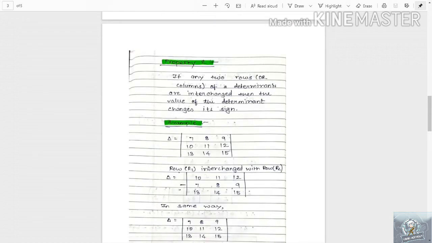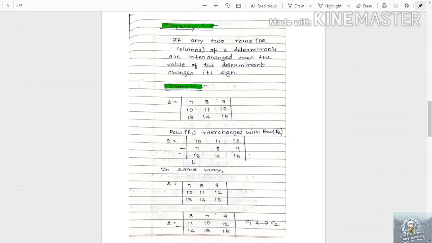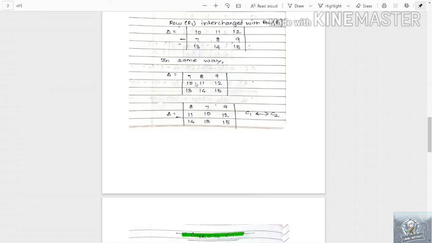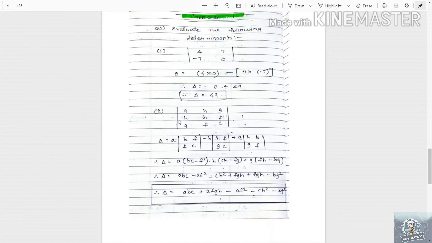Property 2 says us that if any two rows or columns of a determinant are interchanged, then the value of a determinant changes its sign. Here I have given one example: 7, 8, 9, 10, 11, 12, 13, 14 and 15. Row 1 is interchanged with row 2 here, but the one difference is that the minus sign will come in the place of positive sign. In the same way, column 1 is interchanged with column 2, but there is one difference, that is minus sign will come in the place of positive sign.